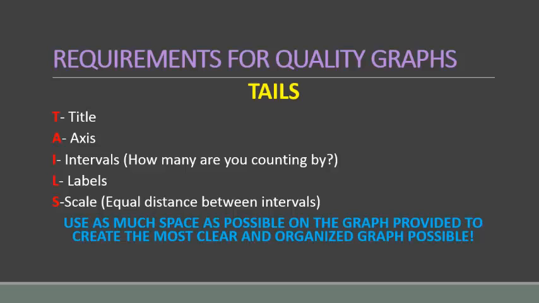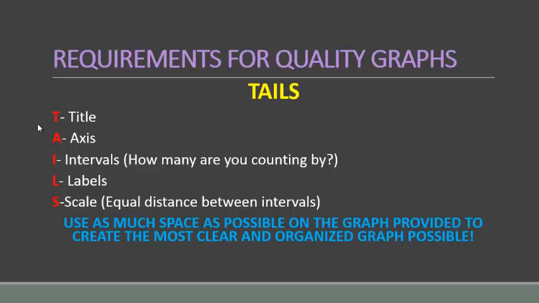T stands for title. Every good graph must have a clearly defined title so the reader knows what information is being presented. A stands for axis. This means that you must have a vertical or y-axis and a horizontal or x-axis clearly labeled so that your reader can see the graph neat and organized.